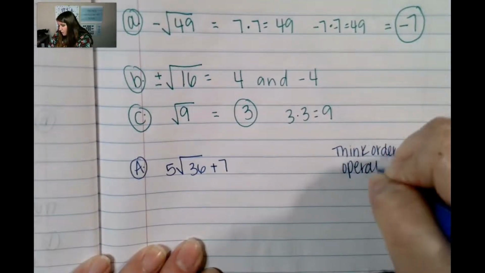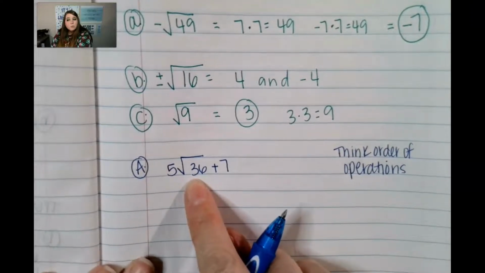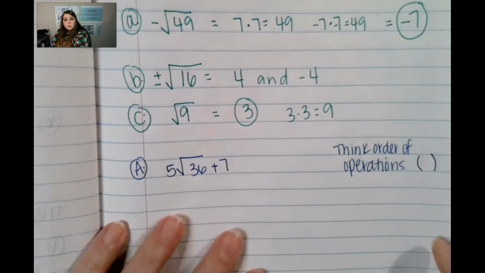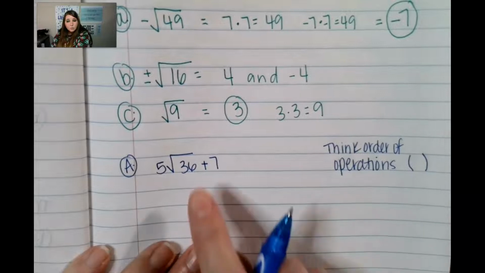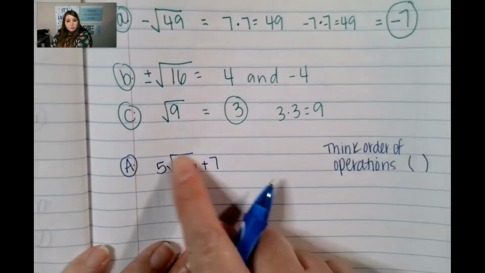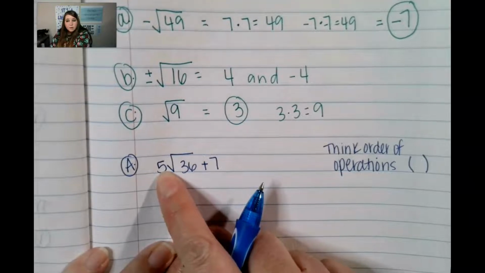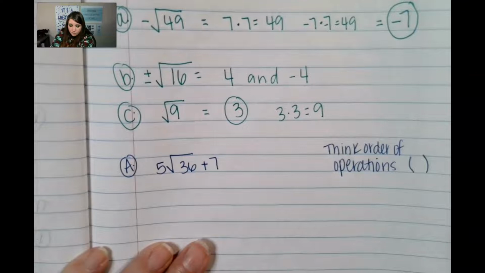Okay, we're going to think about the order of operations when we see this symbol. It's going to work just like the parentheses, so we're going to do that part first. We're going to evaluate what's in the square root so that we can then multiply. So we're going to evaluate the square root. That is our very first step.